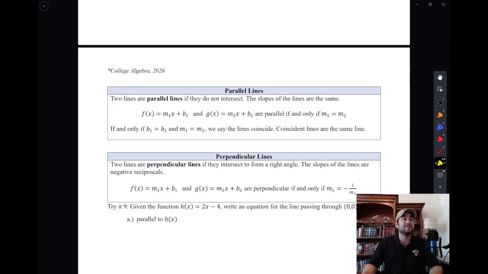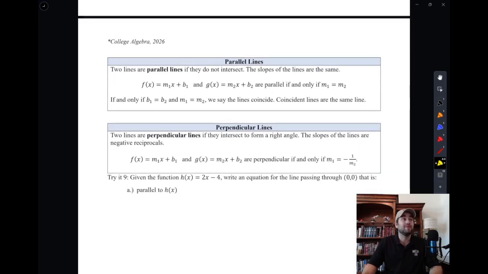The last thing we're going to do today is parallel and perpendicular lines. We may have talked about this in a previous video. I don't remember, but we're going to cover it all here. So parallel lines do not intersect, and they have the same slope. It says it right there, slopes are the same, but if you want to remember it even shorter, parallel lines have the same slope.